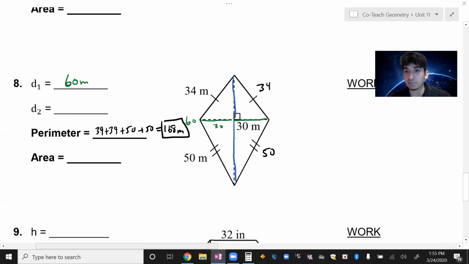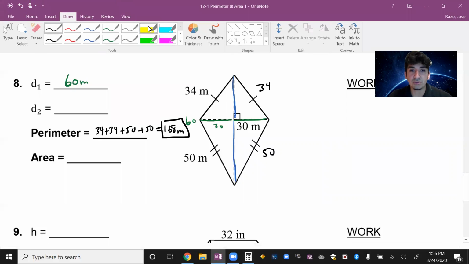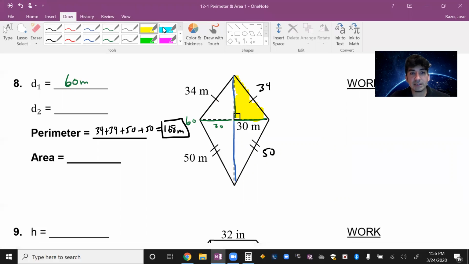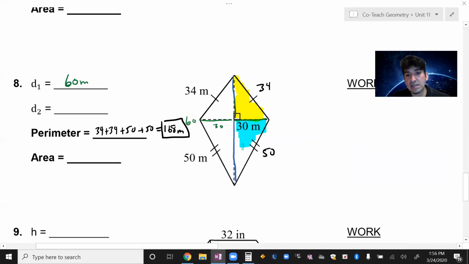Now the next part that we have to do is find out what the blue lines are. But the only way you can do that is if you look for the triangles. So identify the triangles that you have to work with. Some of you may have already seen there are 4 triangles in here, but we're going to focus on 2 triangles that are going to be different from each other. So I'm going to focus on the triangle on top, and there's a triangle at the very bottom. Okay, so the yellow one and the blue one.